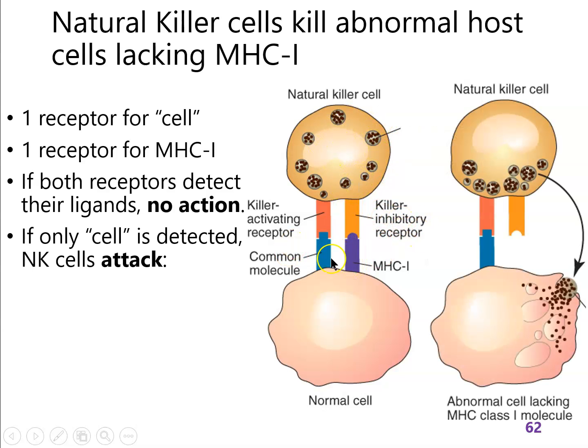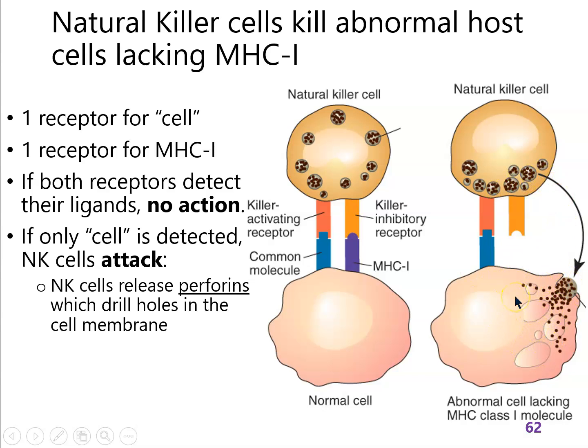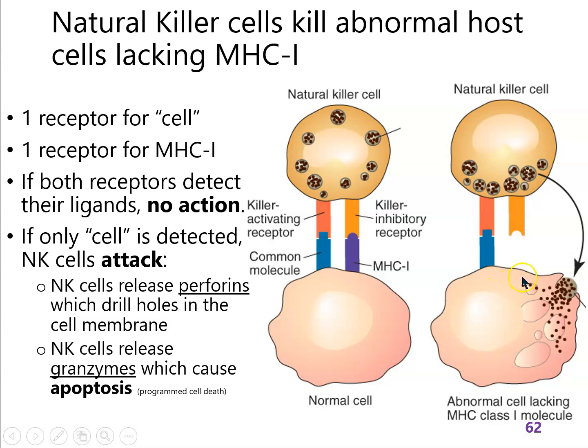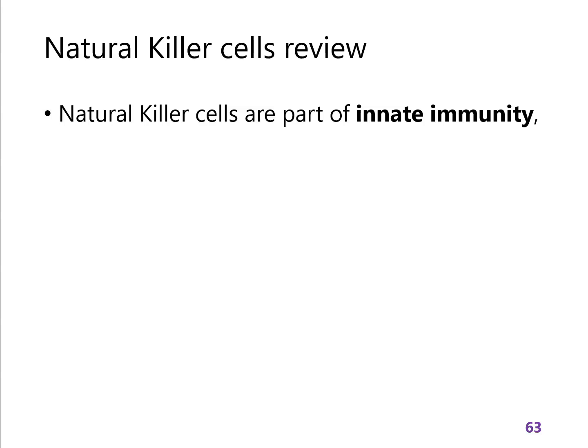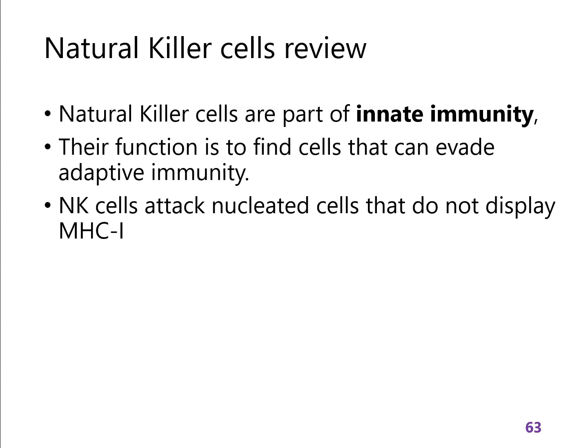But if no MHC1 is there to send that slowdown signal, then the natural killer cell will release these granules and kill this cell, potentially drilling holes in the membrane and potentially causing apoptosis at the same time. So natural killer cells are wild. They are part of innate immunity, and they exist because some pathogens can escape from adaptive immunity. And so they look for cells that know how to escape from adaptive immunity.